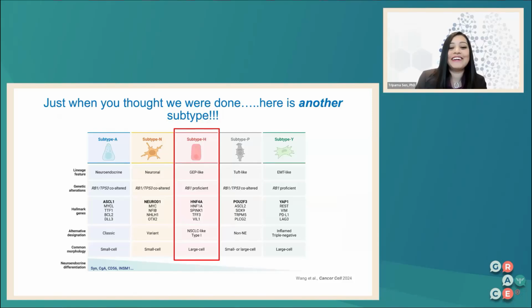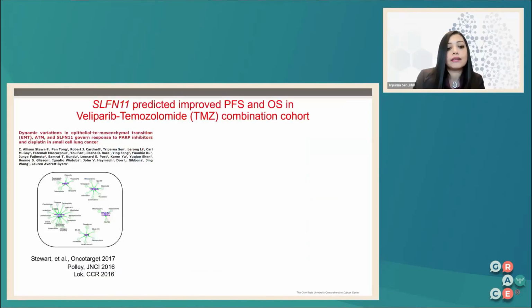We have seen in recent studies that we are not done yet. These are not the 4 major subtypes. There are other subtypes that are emerging. Like in a more recent study published in 2024, we are seeing another subtype emerging called subtype H. And as we get better at collecting longitudinal samples or looking into larger data sets and larger multi-omic studies, I think we will see more and more of these subtypes emerging in small cell lung cancer.